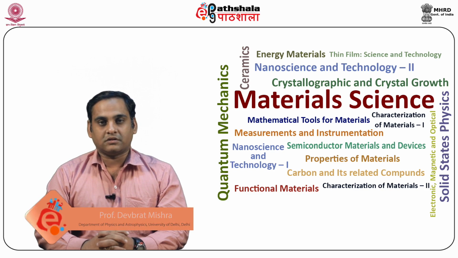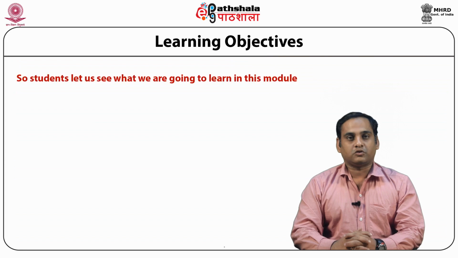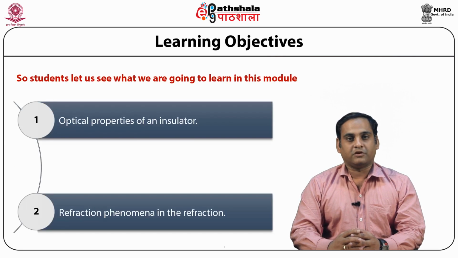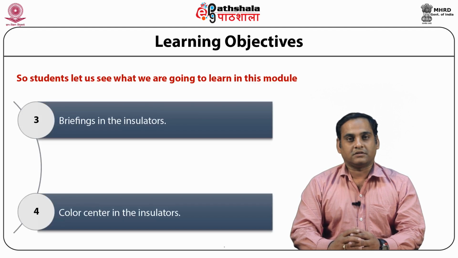Today we are going to discuss the module Optical Properties 6 from the paper Electronic, Magnetic and Optical Properties of Materials. So students, let us see what we are going to learn in this module. We will learn about the optical properties of an insulator, refraction phenomena, birefringence in insulators, and color centers in the insulators.